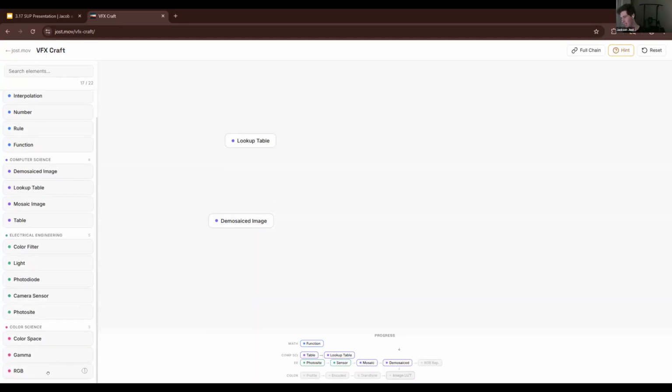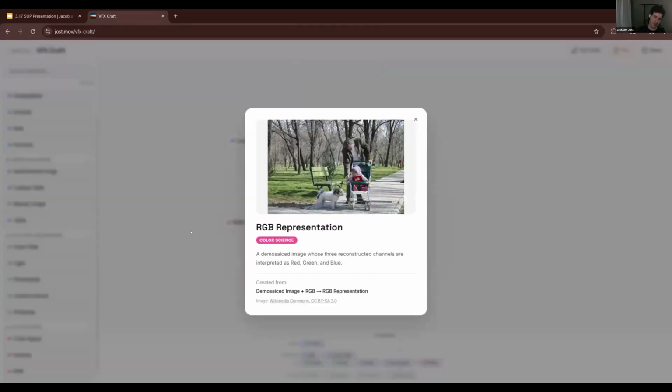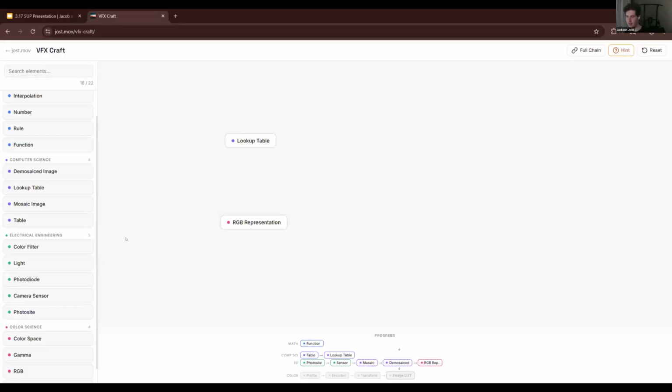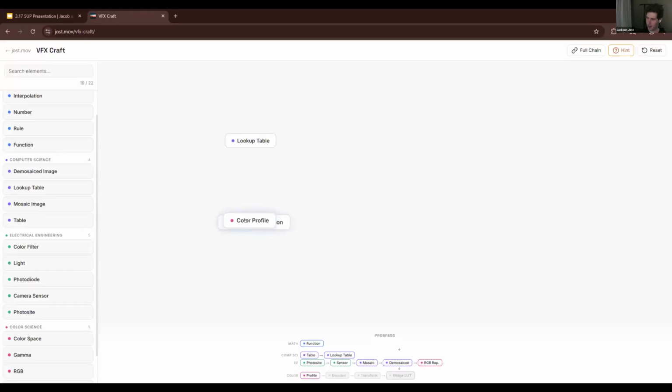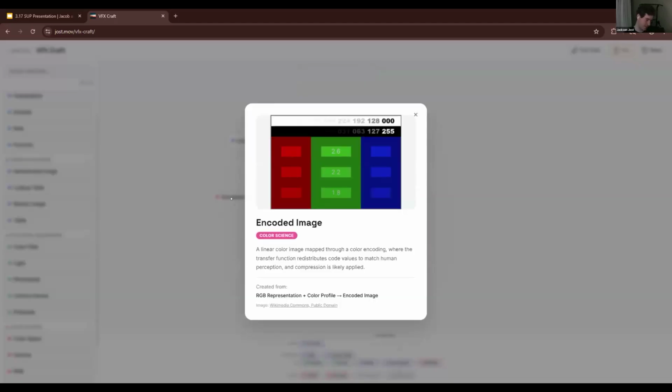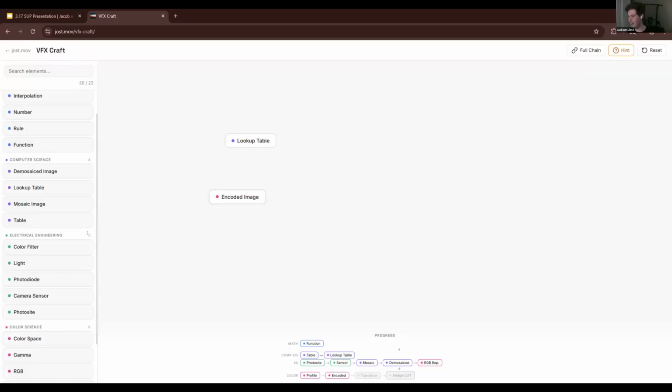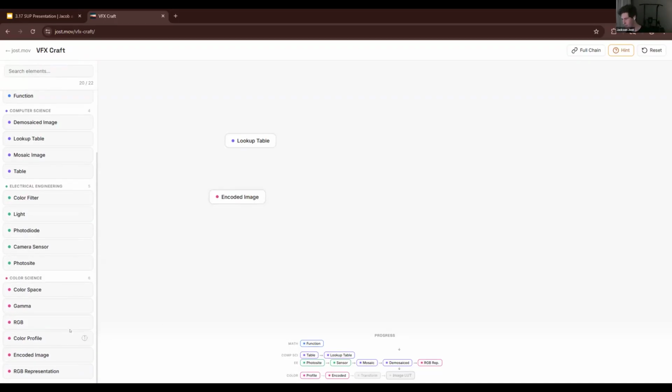From there, we need some way to represent this, right? Right now we just have it sitting in some specific data structure. So let's add RGB and put that together, and now we have an RGB representation of our image. We need to create another piece. We combine our color space and gamma to make a color profile. Our color profile could be Rec. 709, for example. Combine that with our representation, and we have an encoded image, like a PNG or some similar output. Now we have an encoded image and we have a lookup table.